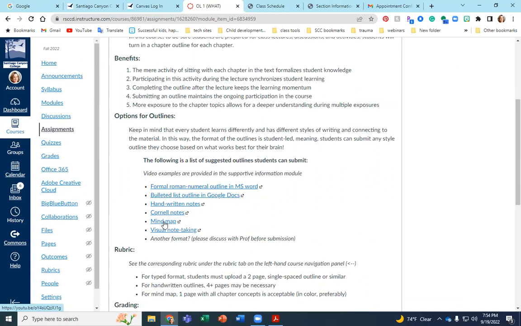They go out kind of like a spider web, or you could do a lotus or a tree or a spiral or a flow chart, however. And visual note taking is another option too. And if you have another format, let me know. I have people who are graphic designers and they want to do it like that.